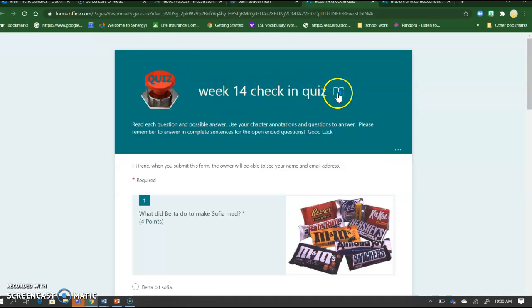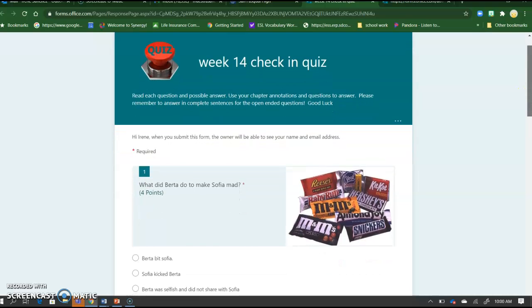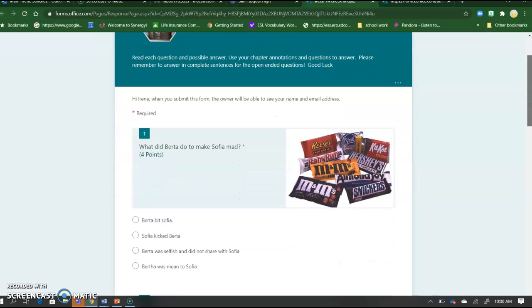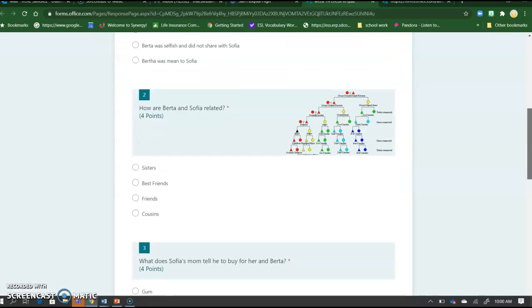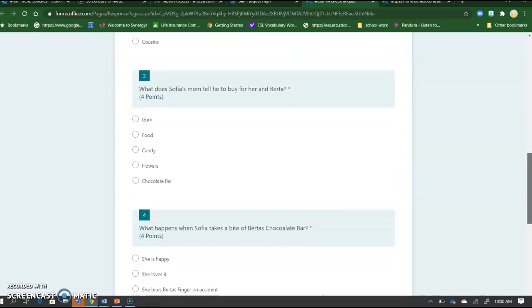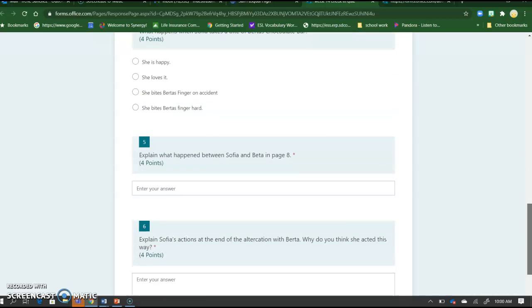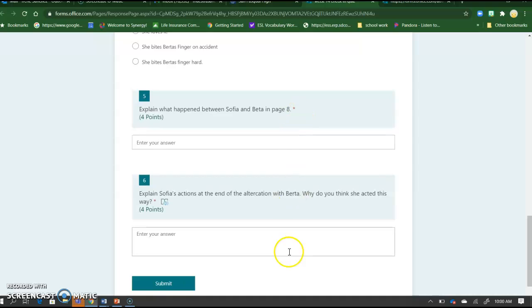Don't forget that you have the immersive reader on this. So this will help you read, listen, and even translate if you're not understanding some of the questions. Okay, so it says read each question and possible answer. Use your chapter annotations and questions to answer. Please remember to answer in complete sentences. All right, so this is what it's going to look like. I want you to read the question, read your possible answers, and you have 2 questions that you have to answer. Please remember to click submit.